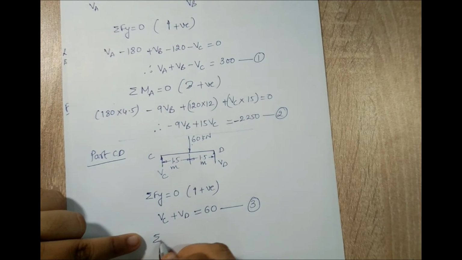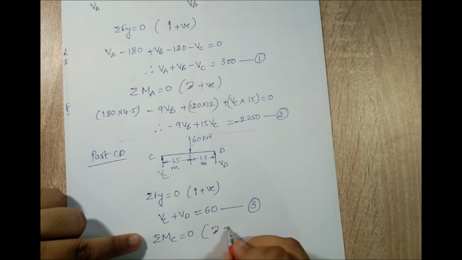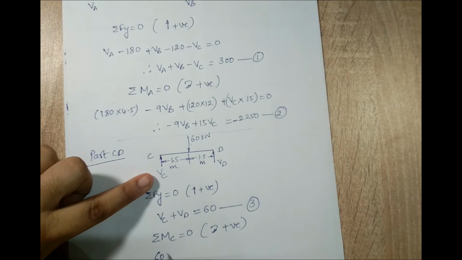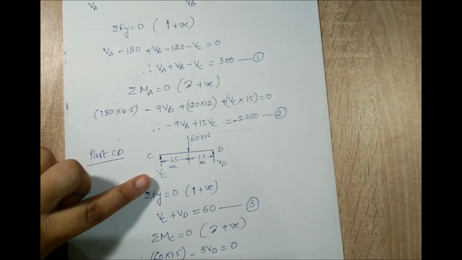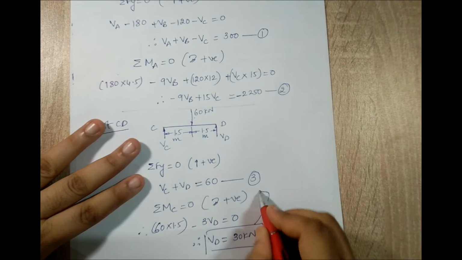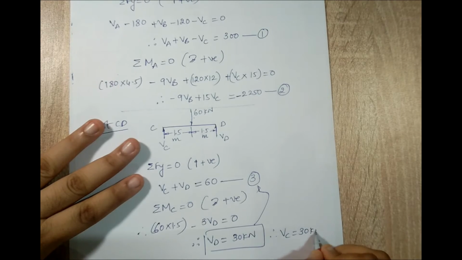Next I'll take summation of moment about C is equal to 0. Let's take clockwise as positive. So I'll have 60 turning clockwise and I have VD turning anti-clockwise. From here I get the value of VD as 30 kilonewton. When I substitute this in equation 3, I'll get the value of VC as 30 kilonewton.